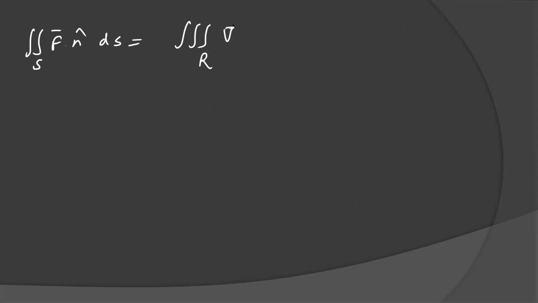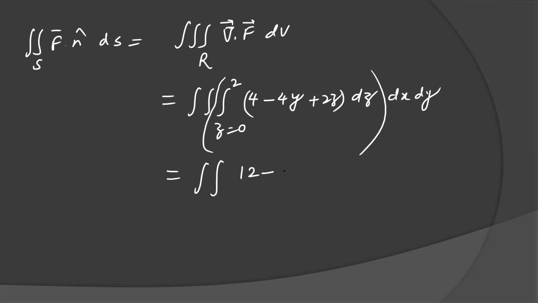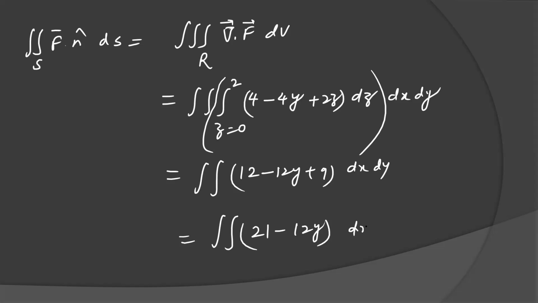Now, the surface integral F dot n cap dS is equal to, we know that over the region R, the integral of divergence of F dV, and it is equal to the integral of (4 minus 4y plus 2z). I am going to evaluate for z firstly, dz dx dy, and we know the limit of z is from 0 to 2. So solve firstly the integration from 0 to 2. You will get 12 minus 12y plus 9 dx dy. Now you are in the xy plane, that is (21 minus 12y) dx dy.